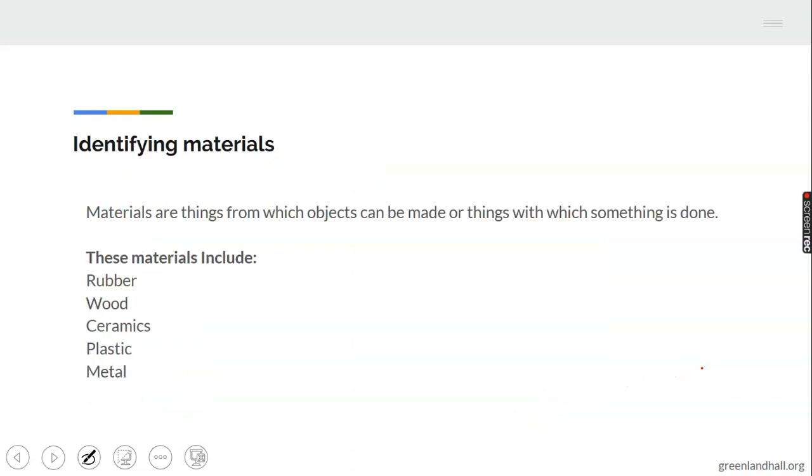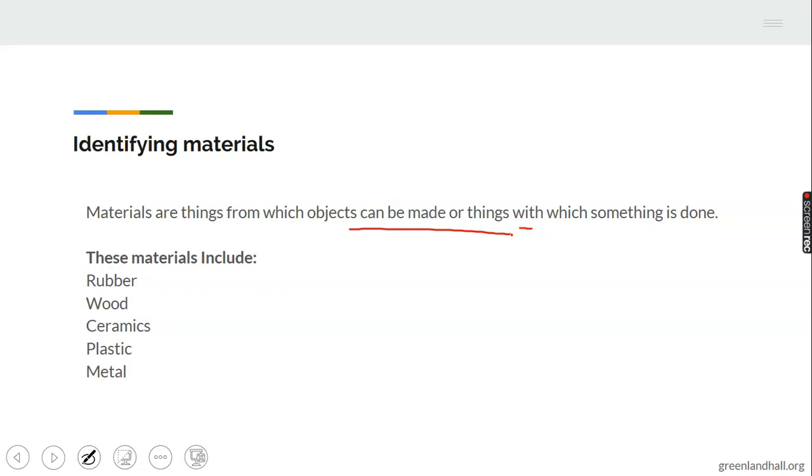Now we want to talk about materials. I told you before that we want to lay emphasis on all the materials that we have, and they have some materials listed. But before I go into the listed materials, let me tell you the definition of material. So materials are things from which objects can be made, or things with which something is done. That is material. Materials are things from which objects can be made.